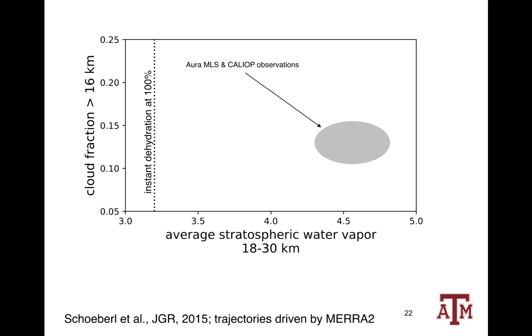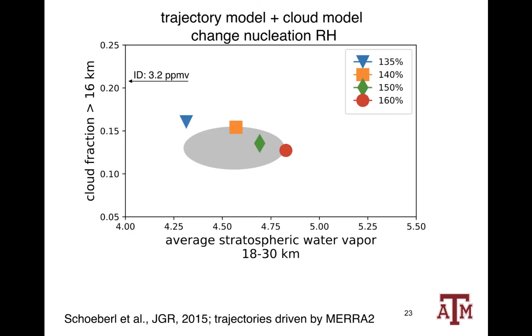And so what Mark did is he married our trajectory model to a cloud model that he developed, I think, with Eric Jensen and Stefan Fuglerstaller. And if you put realistic microphysics in, you can actually get both the water vapor and the cloud fraction right. Again, these are the observations. These symbols are different nucleation relative humidities. So he's changing the nucleation relative humidity over reasonable values. And you can see that you get about the right water vapor, and you also get about the right cloud fraction.